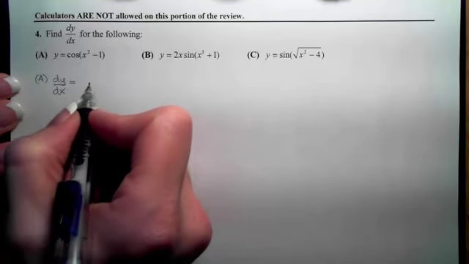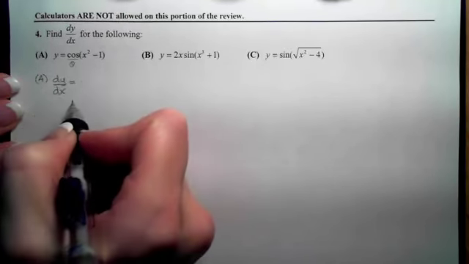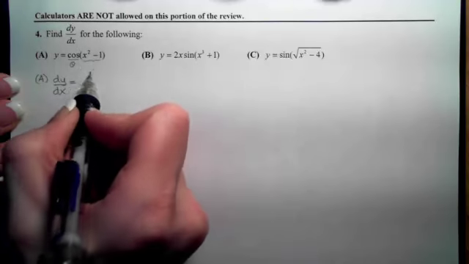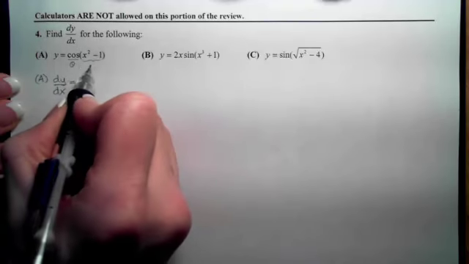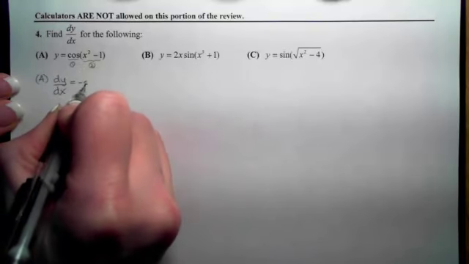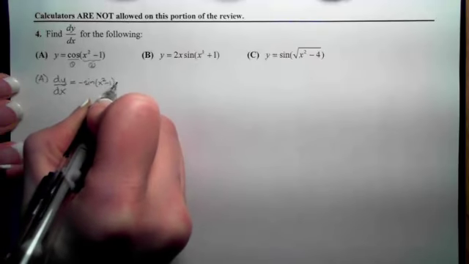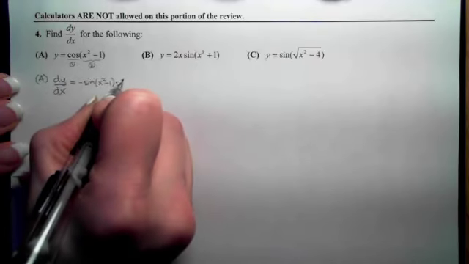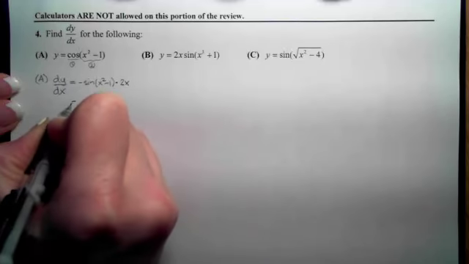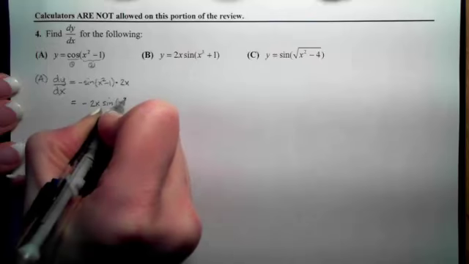So if we look at part A here, we have a cosine on the outside, so that will be the first derivative we take, and then on the inside we have power rules, a polynomial, so that will be the second derivative we take. Derivative of cosine is a negative sine of its inside unchanged. Now we multiply by the derivative of the inside. Simplify, we end up with a negative 2x times the sine of x squared minus 1.